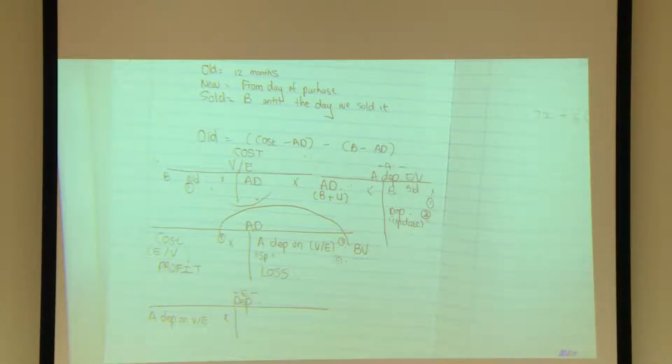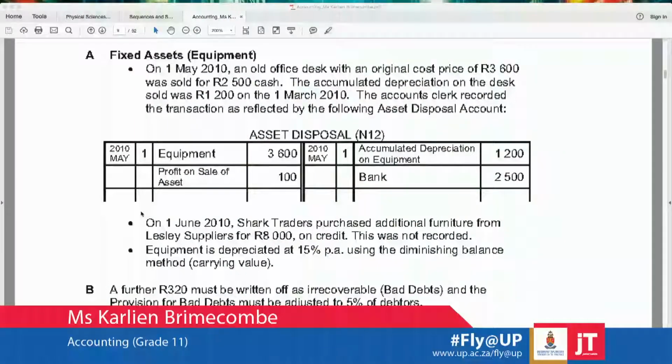Fixed asset, equipment. On the 1st of May 2010, an old office desk with an original cost of 3,600 was sold for 2,500 cash. The accumulated depreciation on the desk that was sold was 1,200 in the beginning of the accounting period. The accounts clerk recorded the transaction as reflected by the following asset disposal account. So they did step number 1. They did basically everything, didn't they?